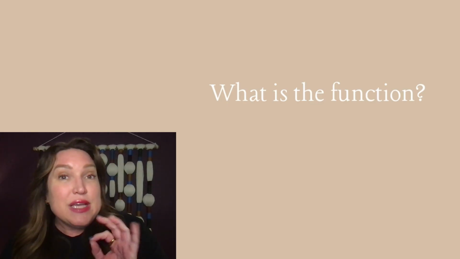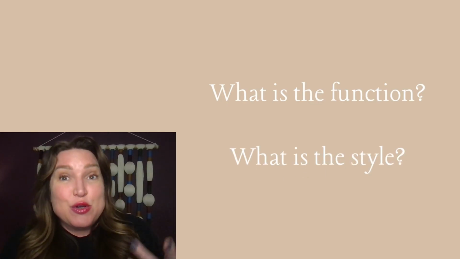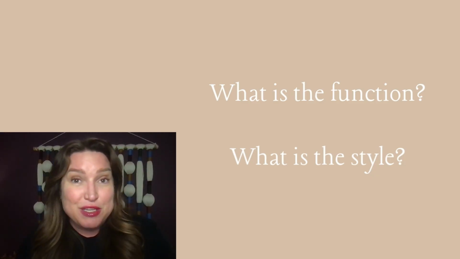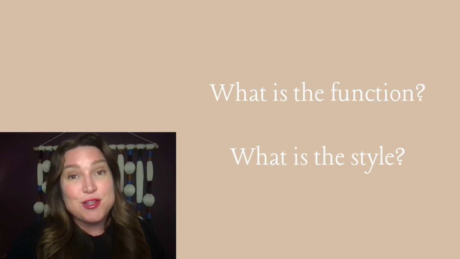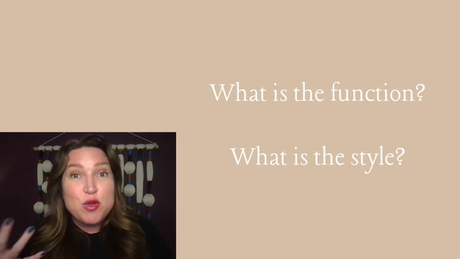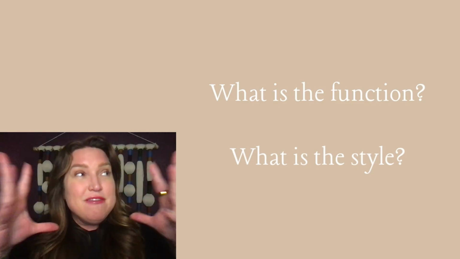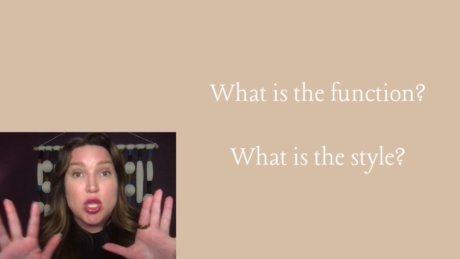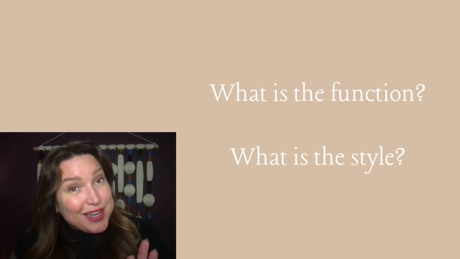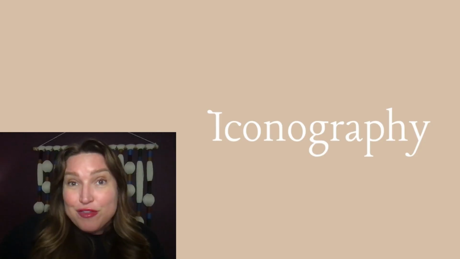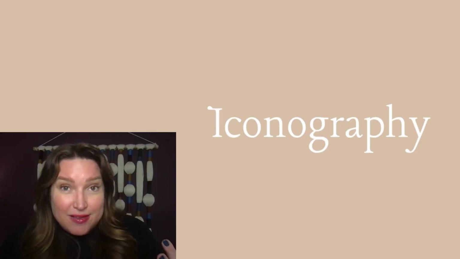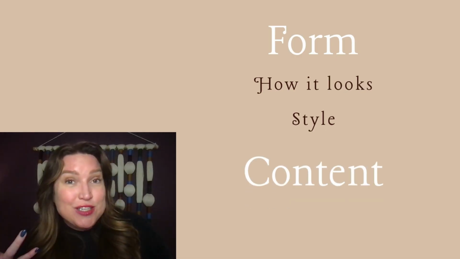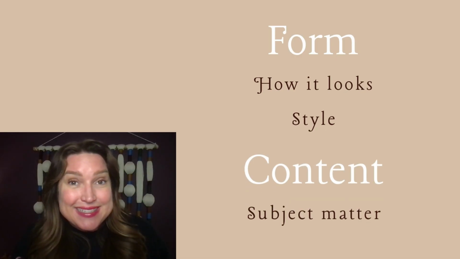We might also ask, what is the style? So in an art history class, you might learn about different art historical styles. For example, medieval or Byzantine style, Renaissance or Baroque styles. So we're going to learn about these different styles. But even at a more basic level, we want to talk about the form, or like how the artwork looks. And then in addition to style, we also want to talk about the iconography, so the subject matter or the content. So form is kind of how it looks, or the style, and content is sort of who or what is depicted in the image.